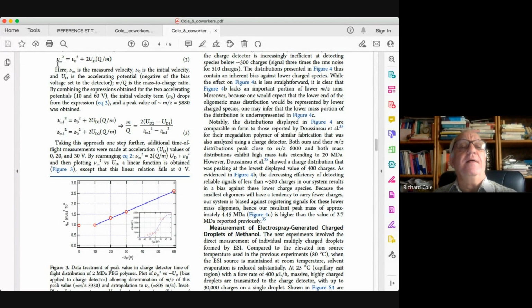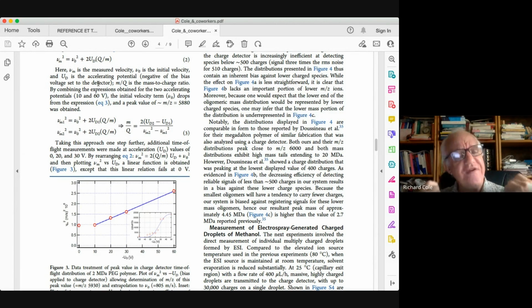It turns out that the square of our measured velocity, so this is what we're measuring, is equal to the square of the initial velocity plus 2 times our acceleration voltage times the inverse of mass to charge. So we're doing our measurement here. We have that value. We can accelerate to a very precise value. How do we do our acceleration? We just put a bias voltage directly on the charge detector itself.